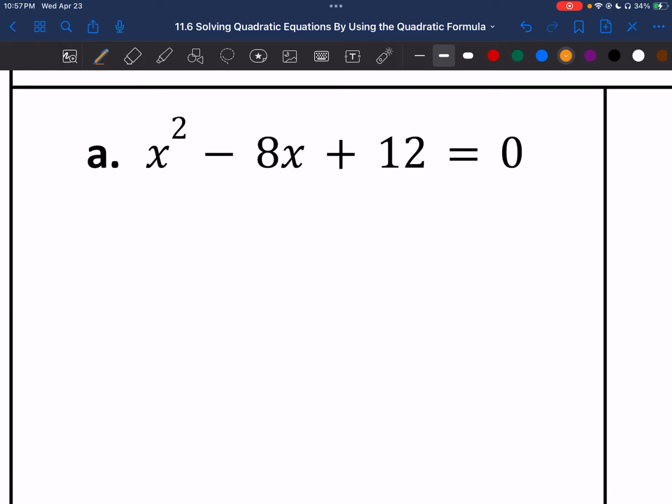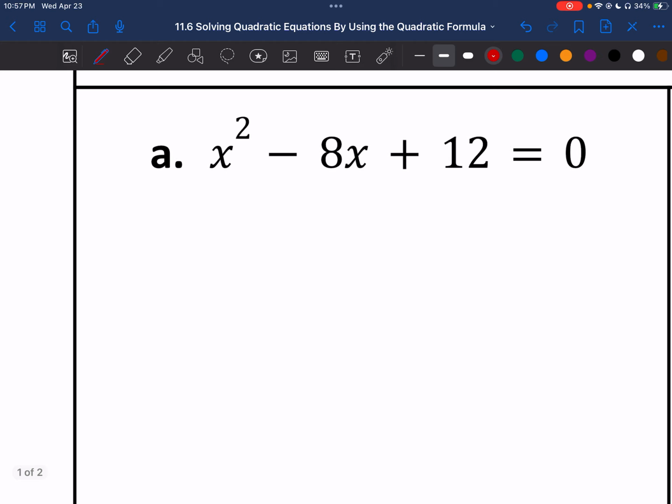The quadratic formula is incredibly powerful when it comes to solving equations. Like I said, absolutely every quadratic can be solved using the quadratic formula. Now, there are ones that are going to be much easier to solve other ways. There are much easier ones to solve by factoring, but we're going to use the quadratic formula here.